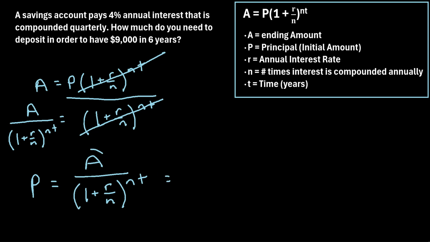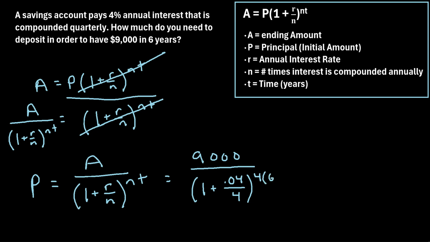So let's do that. We get A, the ending amount, we want to have $9,000. So A is 9,000, and that's all over 1 plus R, the annual interest rate, which we're told is 4%. As a decimal, that would be written as 0.04, divided by N. N is the number of times the interest is compounded annually. We're told it's compounded quarterly, so that's 4 times per year. So N is 4, and then that's to the power of N times T. So 4 times T, that's the number of years. We're told it's 6 years. So we'll have 4 times 6.